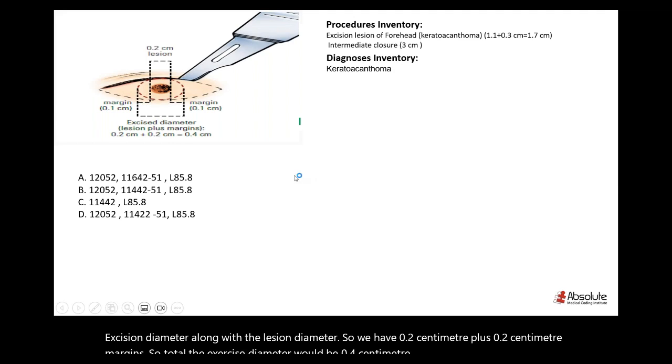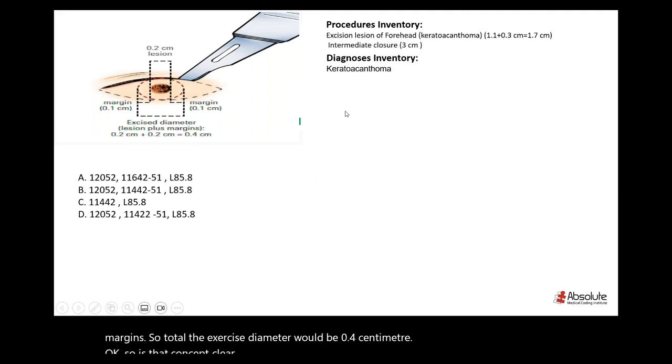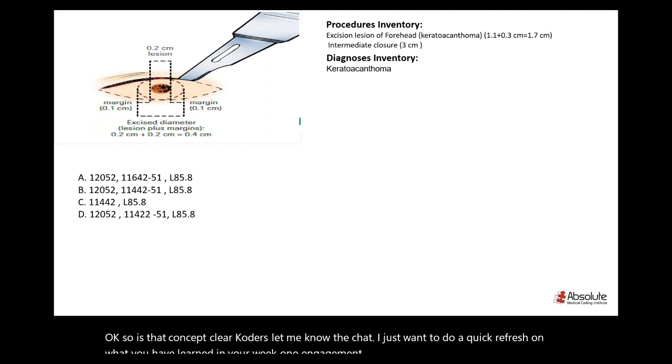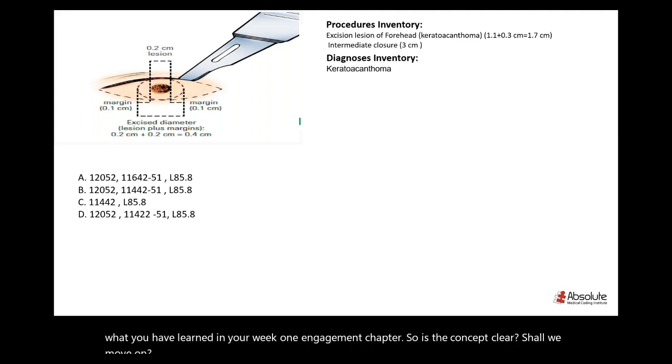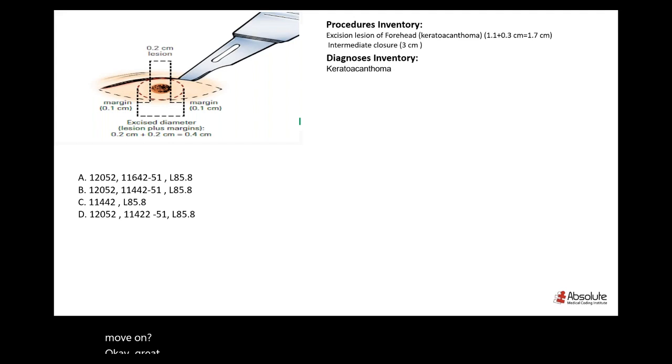Okay, so is that concept clear, coders? Let me know in the chat. I just want to do a quick refresh on what you have learned in your week 1 integumentary chapter. Is the concept clear? Shall we move on? Okay, great. I can see only one yes in the chat. How about the rest of the students?